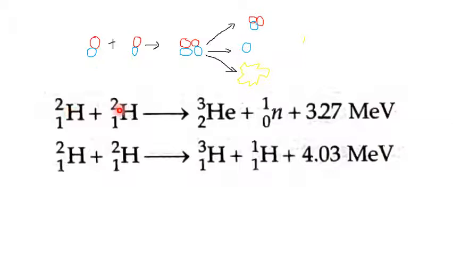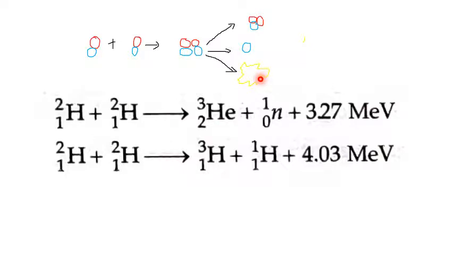So this is deuterium, this is deuterium. They fuse together to form a heavier nuclei. This heavier nuclei further disintegrates to form a stable nuclei, which is the isotope of helium having mass number 3, atomic number 2. Along with this, it emits one neutron and some energy.